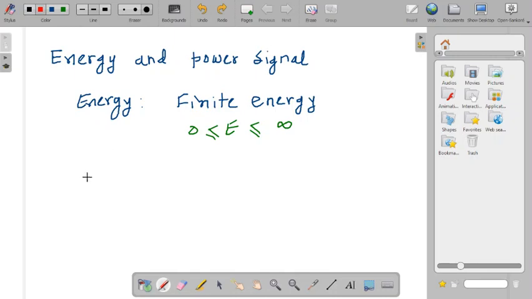Similarly, a power signal is one which has a definite power or a finite power. So if a signal has finite power, then it is said to be a power signal. So the power of a signal should be finite. A signal is said to be an energy signal if it has a finite energy, and a signal is said to be a power signal if it has a finite power.